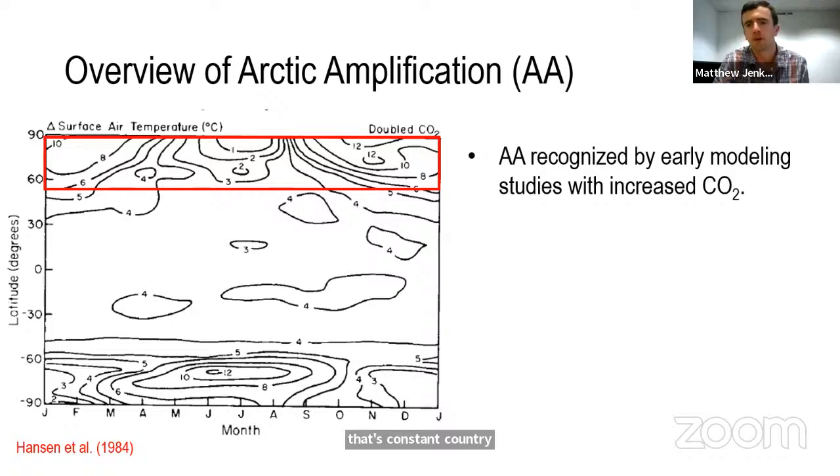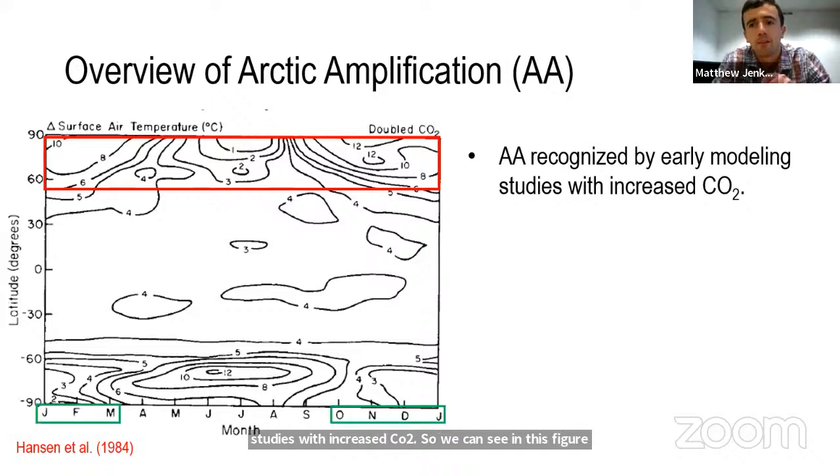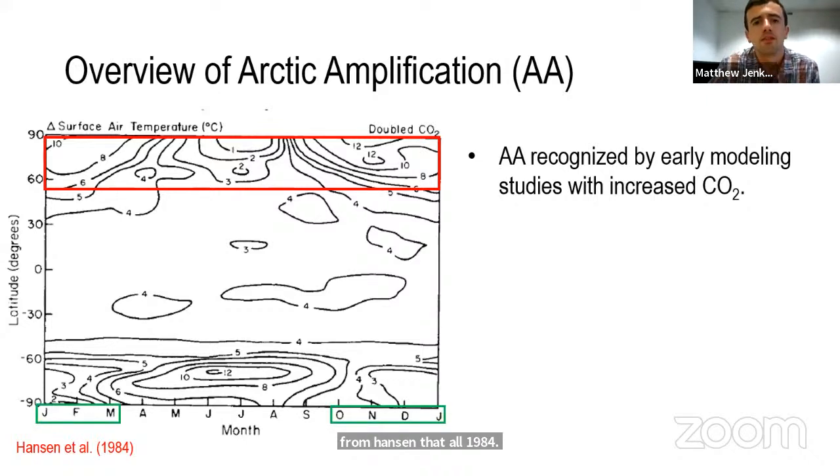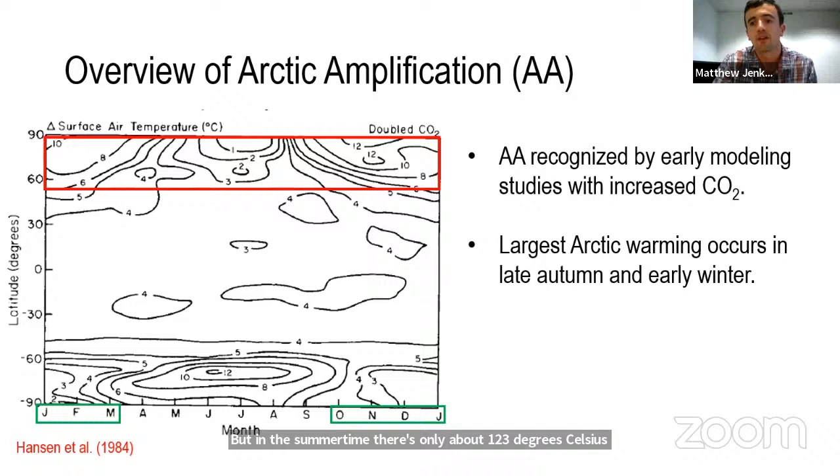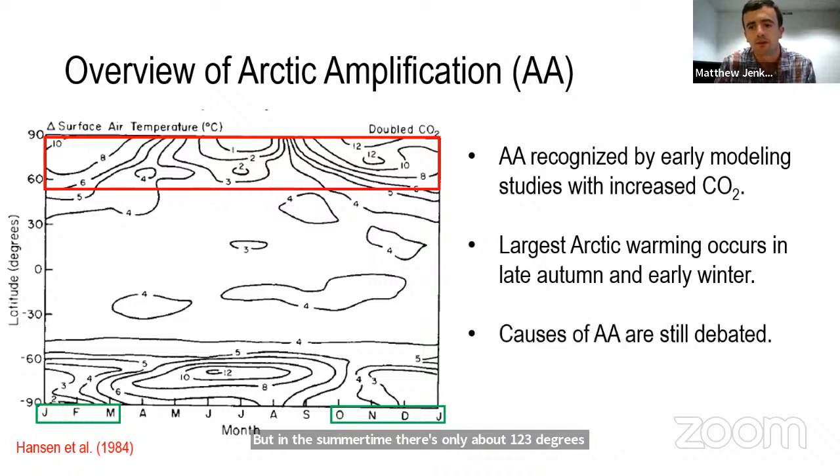Arctic amplification was realized in very early modeling studies with increased CO2. We can see in this figure from Hansen et al. 1984 that the largest Arctic warming occurs in the cold season, about 8 to 12 degrees Celsius, but in the summertime, there's only about 1 to 3 degrees Celsius of warming. However, the causes of this Arctic amplification are still debated in the literature.